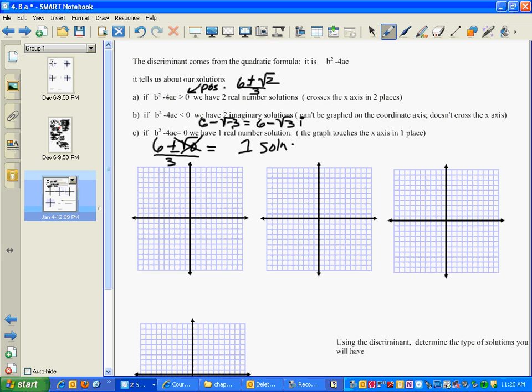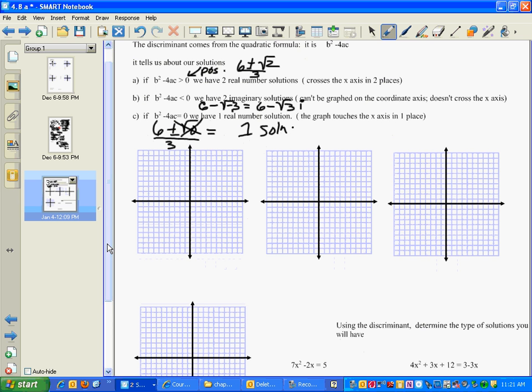Okay? So, I want you to be able to identify and tell me what the discriminant is. Not solve the quadratic formula. Just tell me what the discriminant is. So solving b squared minus 4ac. Knowing what that is, if it's positive, we know we have two answers. If it's negative, we have two imaginary answers. If it's 0, we have one real answer. Okay?